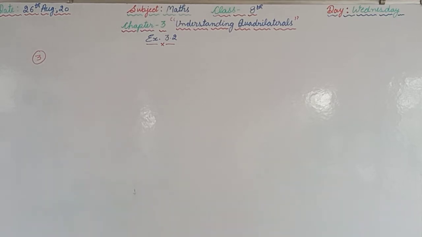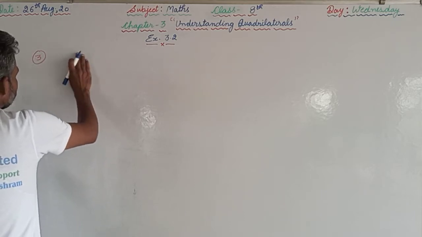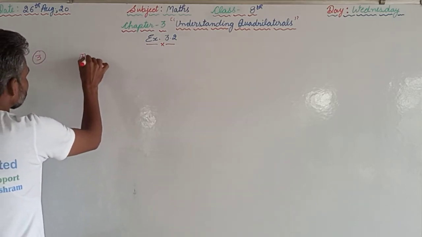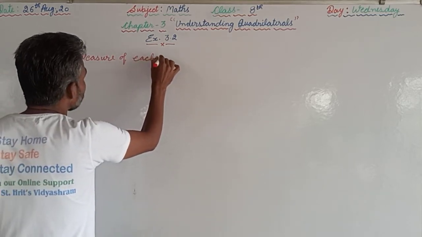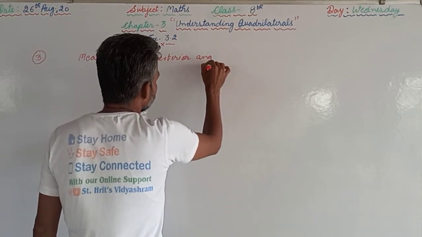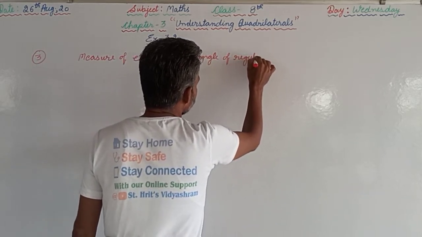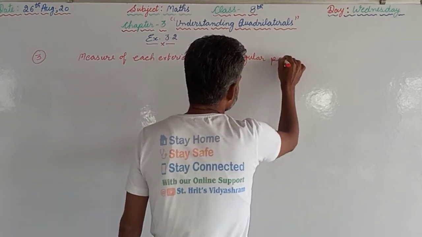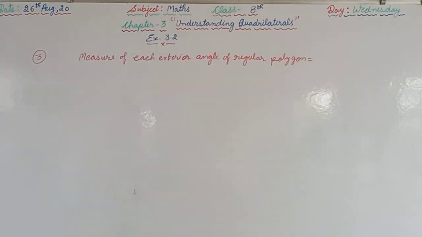So we can write question number first, that is the one part only. Here the measure of each exterior angle of a regular polygon is equal to 24 degrees.